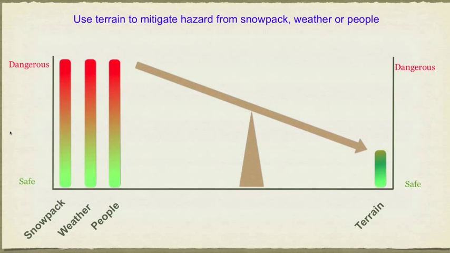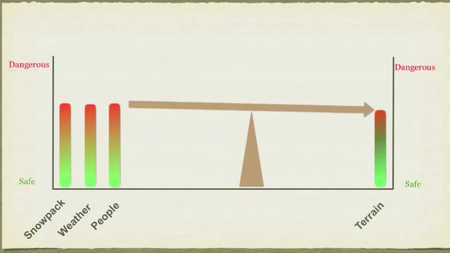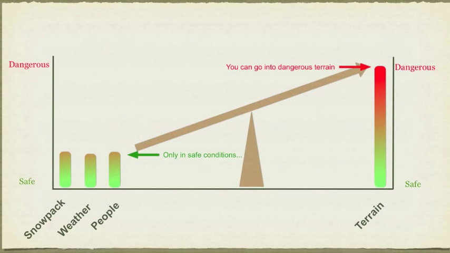And we have safe conditions down here with green light conditions and dangerous conditions up here with red light conditions. It kind of goes without saying, but in dangerous conditions we have to stick with safe terrain, and vice versa. So the only time we can go into dangerous terrain is when conditions are safe, when we have a good snowpack, good weather, and good people.